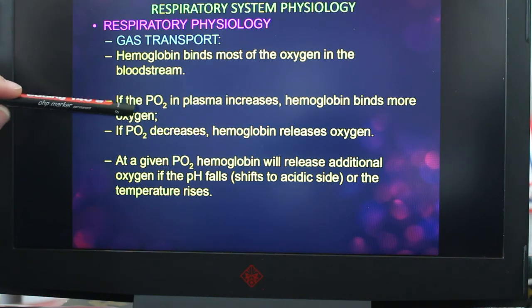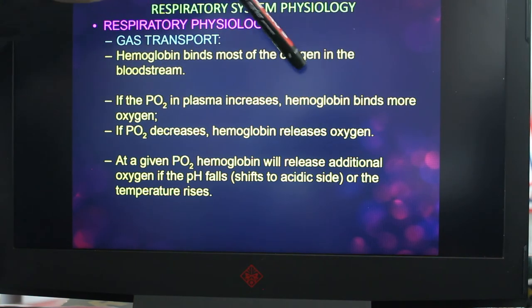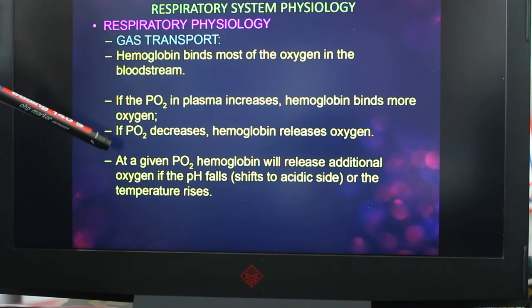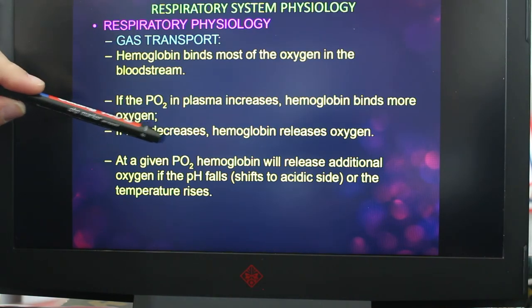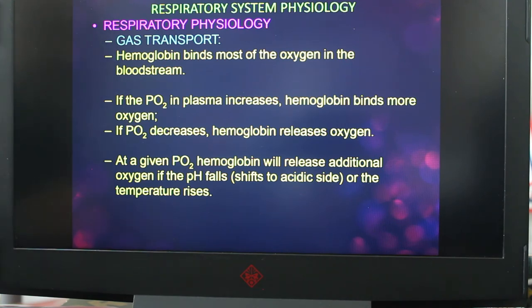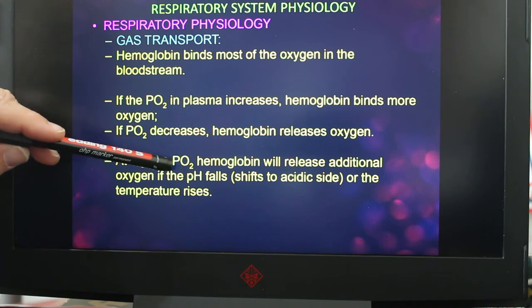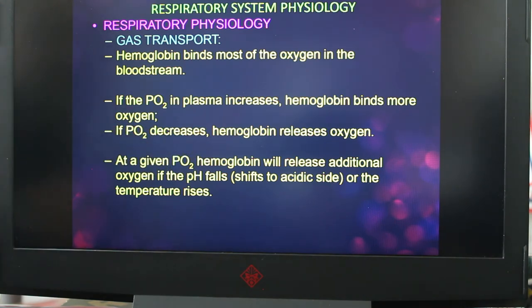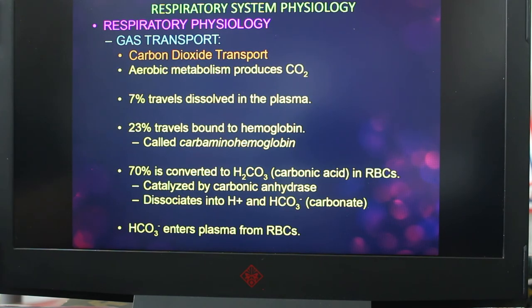So if the partial oxygen pressure in plasma increases, hemoglobin binds more oxygen. And if partial oxygen pressure decreases, hemoglobin releases oxygen. At a given partial oxygen pressure, hemoglobin will release additional oxygen if the pH falls, or rather shifts to the acidic side, or the temperature rises. In fact, the regulation of breath is not done with the content of oxygen in the bloodstream, but rather with carbon dioxide, because carbon dioxide is more dangerous than oxygen.